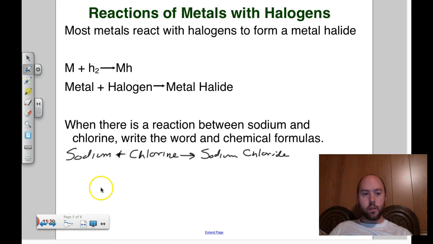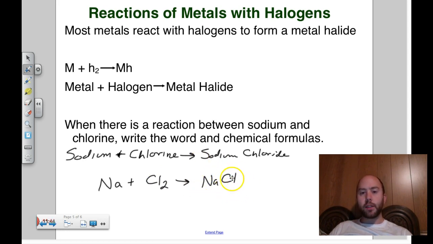Next, write the formula. So that's Na plus Cl2, because chlorine's diatomic, makes Na, which is +1, and then chlorine, or chloride, which is -1. So that's done. Now balance it. 1 sodium, 1 sodium. Good. 2 chlorines, 1 chlorine. Not good.